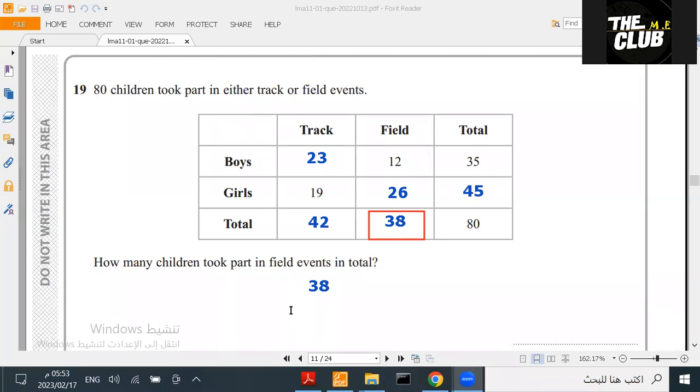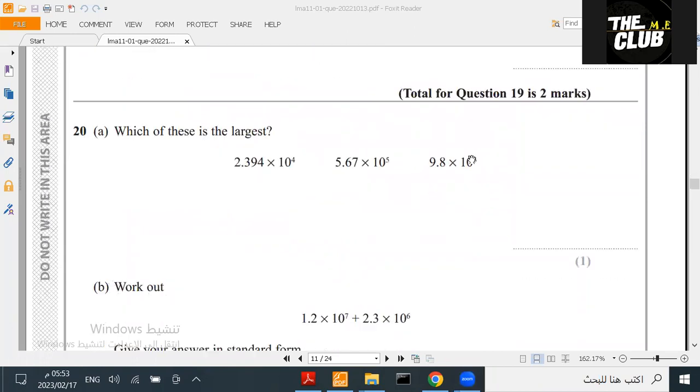Okay, so we said it's 38 here, field events in total. Now let's move on to the next one. Question 28. Which of these is the largest? First, you have to make them in standard form. And then, after making them in standard form, you have to check which one is the largest.